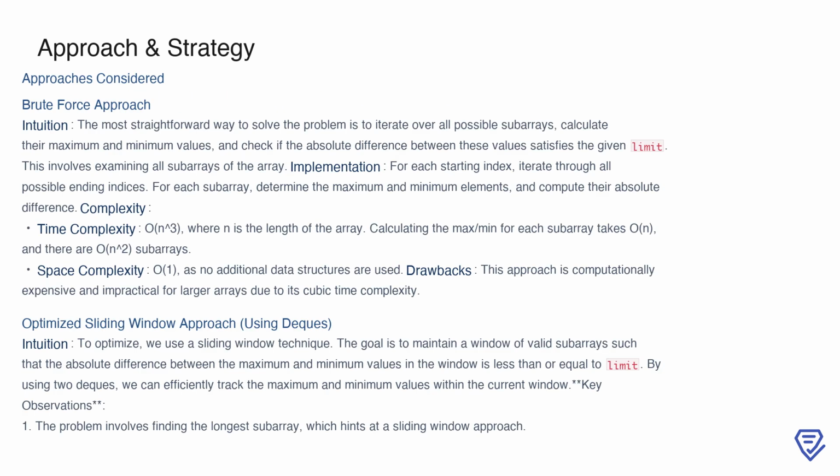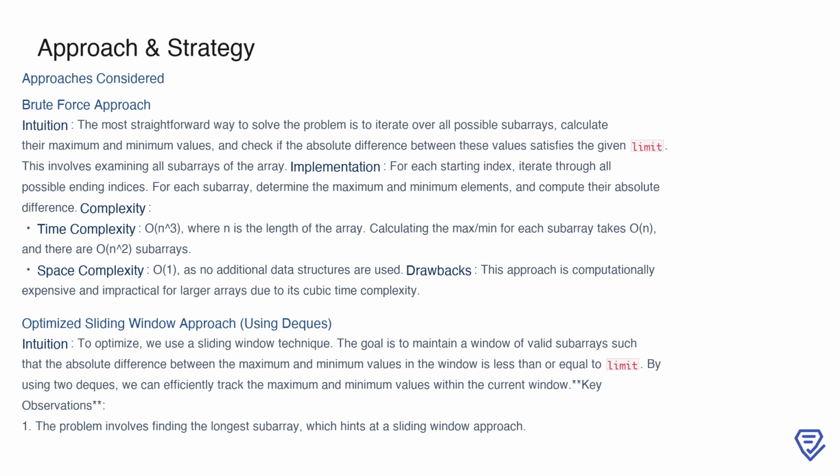To solve this problem, we can start by considering a brute force approach. The intuition behind this method is simple. We iterate over every possible subarray in the input array, calculate the maximum and minimum values for each subarray, and then check if their absolute difference satisfies the given limit. Implementation-wise, this involves two nested loops to iterate through all subarrays, and for each subarray, we compute the maximum and minimum elements. While this approach is straightforward, it is incredibly inefficient.